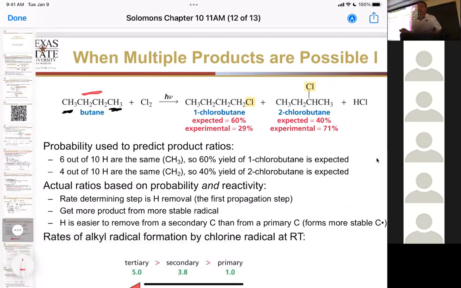So in theory, if there was no selectivity, 60% of the time it would go on the outside because it's 6 of the 10 hydrogens. And then 40% of the time it would go on the inside because it's 4 of the 10 hydrogens. Okay, does that make sense? So we should predict that we would get more of the primary and less of the secondary, but that's not what happens. You actually get more of the secondary. Okay. Why?